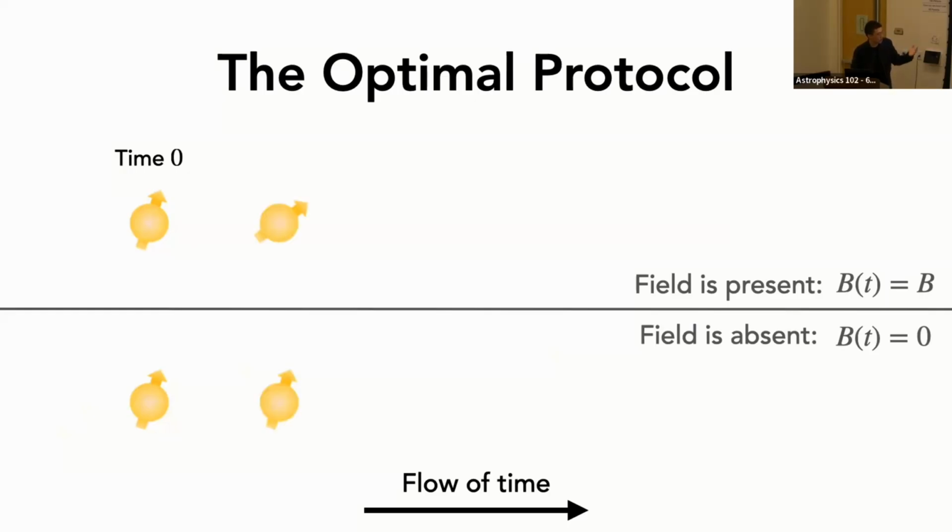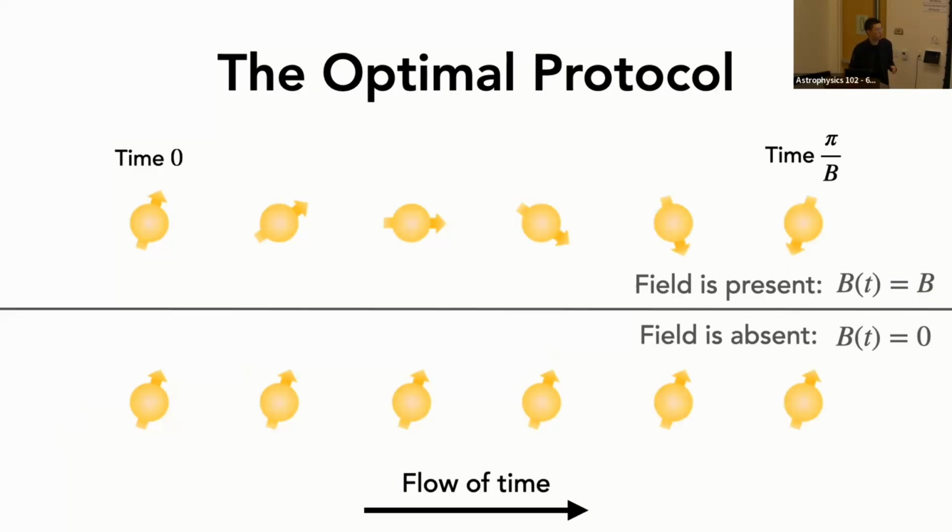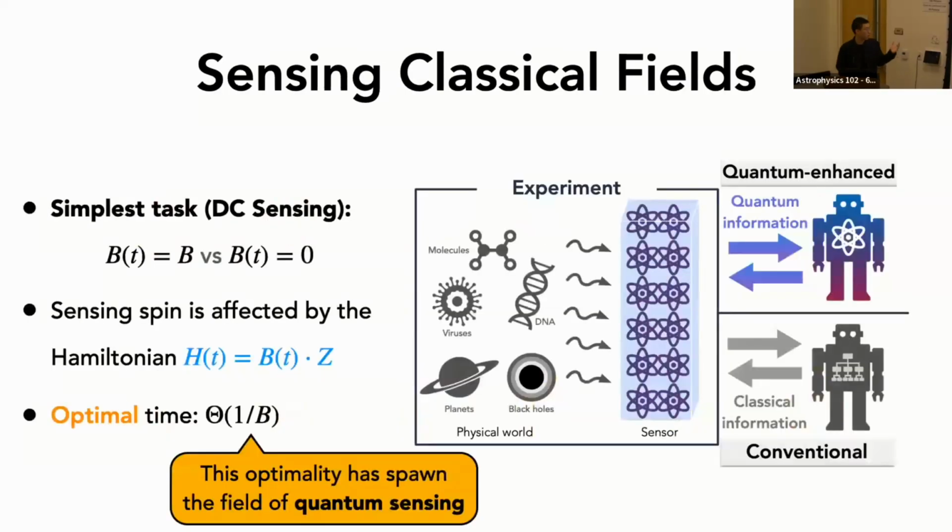In the case when the field is present, the spin will just rotate according to the field. And at roughly pi/B time, the spin will have rotated over to the other side when the field is present. In the other case, when the field is absent, it would just maintain the same state. And now at the very end, when we measure the spin and see if it's pointing up or pointing down, we will be able to tell whether the field is present or absent. So that's the simplest protocol that can solve this in the optimal form.